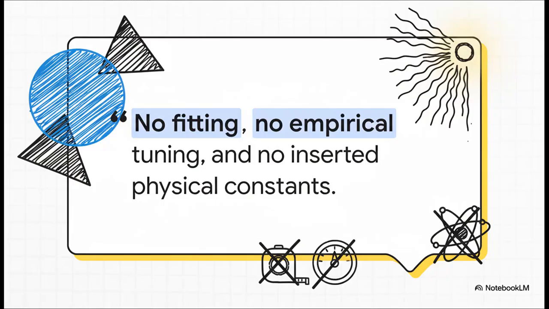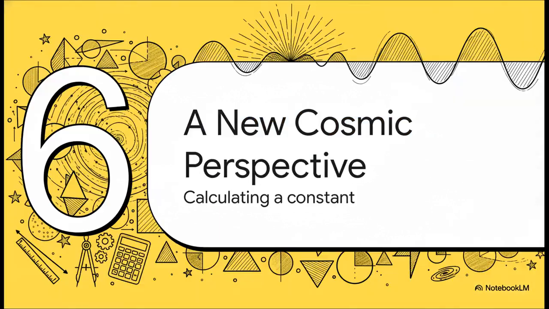And the source material puts it perfectly. I'm just going to read this quote. "No fitting, no empirical tuning, and no inserted physical constants. The goal is to demonstrate that the speed of light can emerge directly from geometry and wave structure." I mean, that's the core philosophy of this whole project. So what are we supposed to make of all this? If an approach like this actually holds up, what does it mean to be able to calculate a fundamental constant instead of just measuring it?